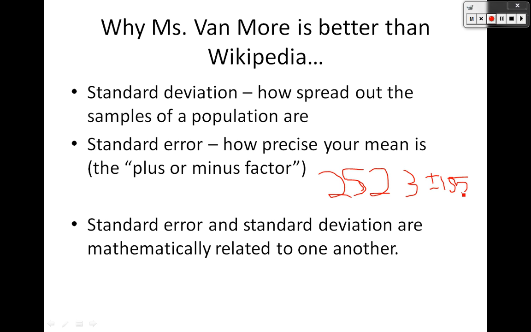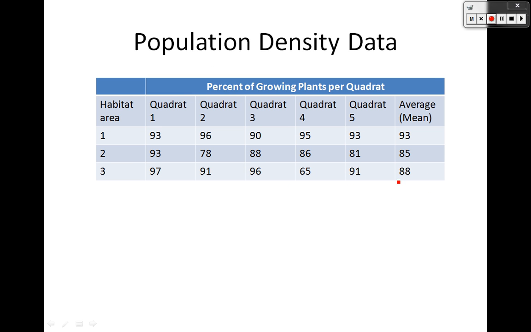So that 2,523 isn't an absolute score. It's sort of a ballpark score. And so standard error lets us know what that plus or minus factor is going to be. Standard error and standard deviation are mathematically related to one another, because the more spread out your data is, standard deviation, the less precise your mean is going to be. And again, we see that here, that habitat 3 has the most spread out data, and this mean is the least precise of all of these. It's the least representative of our data.